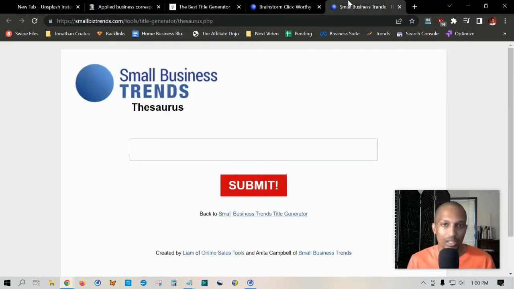You can use these to spit out a bunch of different headlines, and you want to take the ones that you find relevant to your market or your content piece, and make sure that your content is congruent with the headline. You can use these to attract your readers' attention, and you can use your content to grip it.